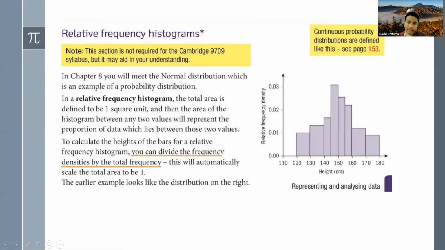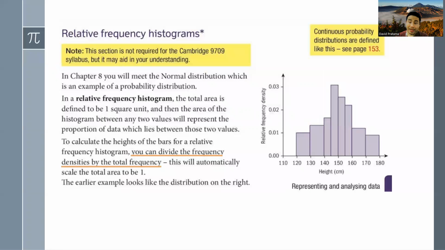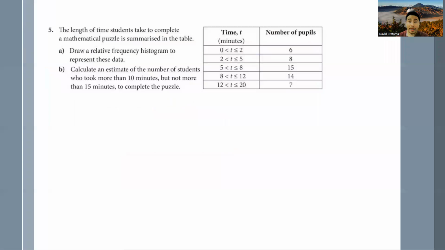What is relative frequency density? You divide the frequency density by the total frequency. Okay, you can read the example in your book, and then try to solve number 5. Okay, thank you.